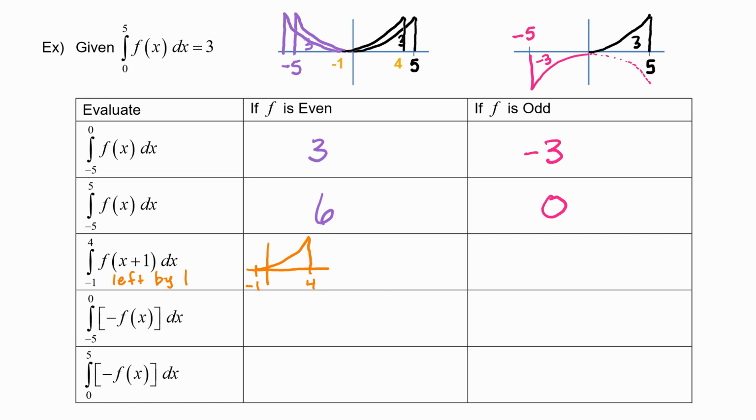And we know that that area is going to be 3. So this first answer is 3, and the second answer is also 3, because that part of the graph is the same whether f is odd or f is even.